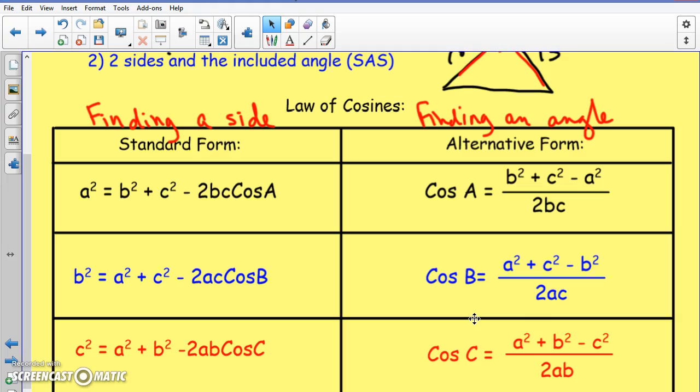We won't really need to memorize these formulas. These will be provided for you, so you don't need to memorize them. You'll just need to know which one you need to use.